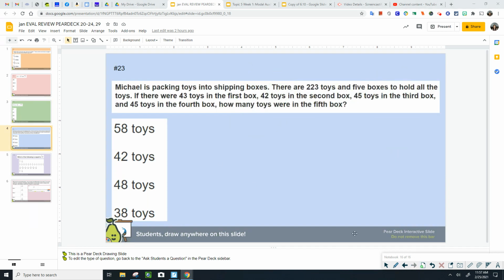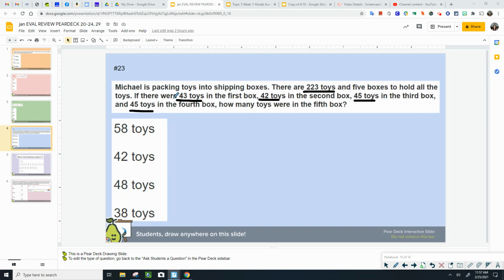Number 23. So here's a story problem. Michael is packing toys into shipping boxes. There are 223 toys and 5 boxes to hold all the toys. If there were 43 toys in the first, 42 in the second, 45 in the third, 45 in the fourth, how many were in the fifth? This is actually a 2-step problem. You could take your 223 and subtract each one of these. That is an option. That's a lot of subtraction.